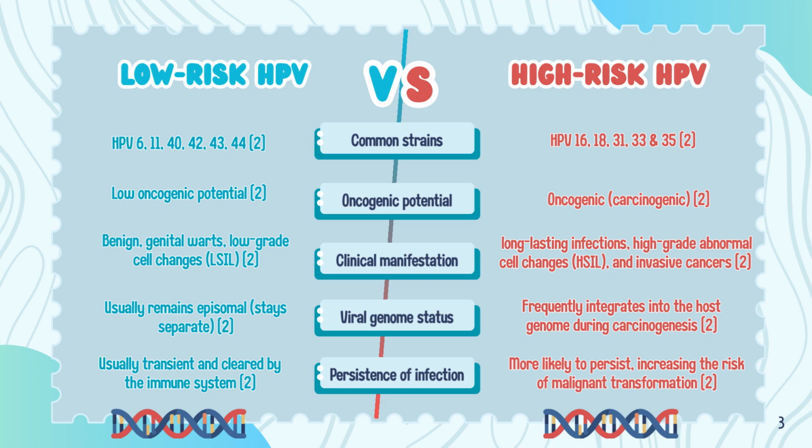In contrast, high-risk HPV includes types such as HPV-16 and 18. These viruses have oncogenic potential and are more likely to integrate into the host genome during persistent infection. They are associated with high-grade squamous intraepithelial lesions, or HSIL, and invasive cervical cancer.